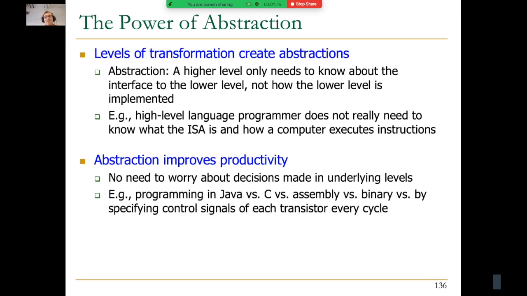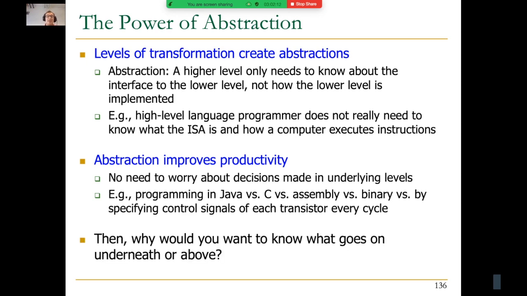Like programming in Java is better than programming in C, which is better than programming in assembly, which is better than programming binary, which is better than programming by specifying the control signals of each transistor every cycle for productivity purposes. Right? Performance is a different issue over here. But for productivity, if you had to actually dictate what the control signal of each transistor should be as a programmer, the high-level programmer, good luck programming sophisticated programs, right? You will not get there anytime soon.